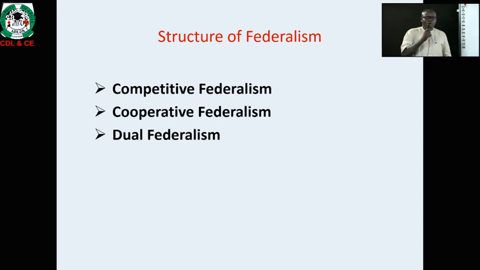Now, in all of the structures of federalism worldwide, one thing that must be mentioned is the fact that federalism can only exist and thrive in a nation that is democratic.